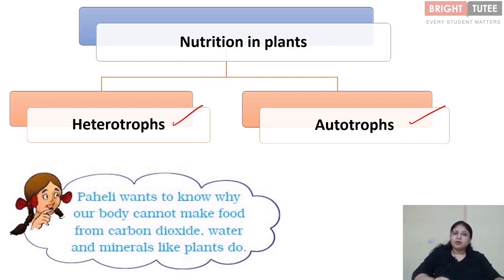Now here we have a question. Paheli wants to know why our body cannot make food from carbon dioxide, water and minerals like plants do. Now, like I said, there are two modes. One is the autotrophic and the other is the heterotrophic. Autotrophic mode is where the plant is able to make its own food, whereas in the heterotrophic mode, the animals are depending on the plants for their food either directly or indirectly, right?